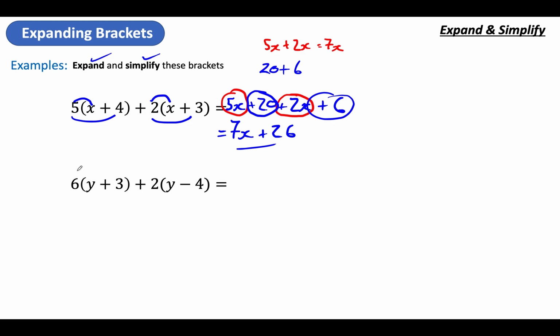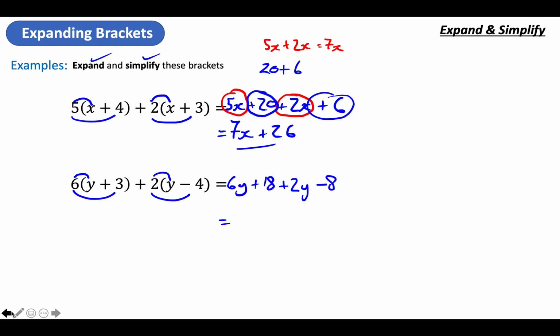Right, next one. So first of all, concentrate on the first bracket and expand that out. So 6 times by y is 6y. And then do 6 times 3, which is 18. And then we'll go to the second bracket, and this 2 here is a positive 2, so I'm just doing 2 times y, which is 2y, and of course it is positive, so just put positive 2y. And then 2 times negative 4. Well, 2 times negative 4 makes negative 8 because it's a mix of signs, okay?